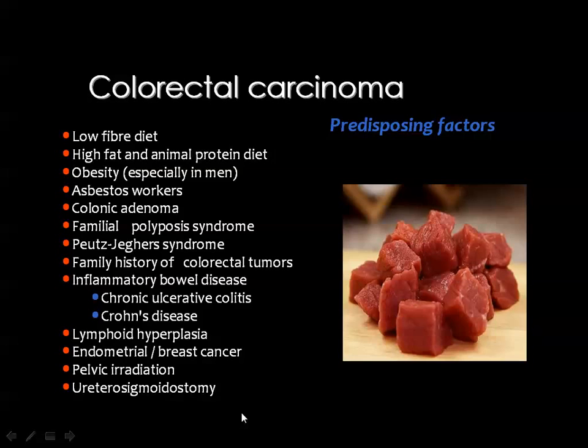There are a lot of risk factors, and one of the important risk factors is the high fat and animal protein diet. Also, the low fiber diet, obesity, asbestos worker, chronic adenomas, familial polyposis, and family history of colonic tumors, inflammatory bowel diseases like ulcerative colitis and Crohn's disease, lymphoid hyperplasia, and pelvic irradiation, and also some of the surgical procedures.